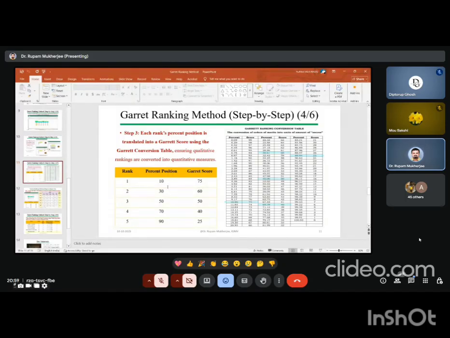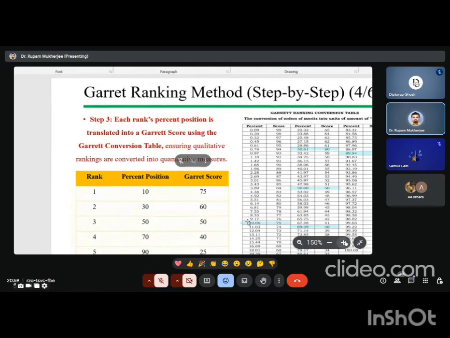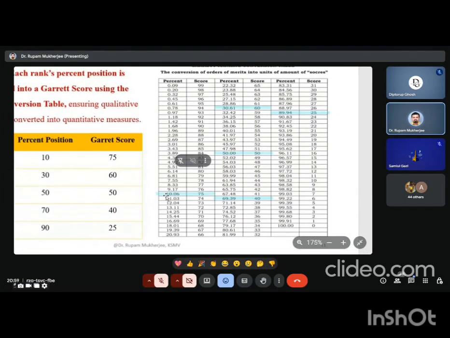For example, suppose I want to calculate the Garrett score of percent position 10. You can see my cursor, I am searching for the value here. There is a value 9.17 and there is a value 10.06. Which one is closer to 10? 10.06. So that's why I have taken 10.06. You have not got the value 10 in the table. Both 9.17 and 10.06 are close to 10, but the closest is 10.06. And what is the corresponding Garrett score? See, 75. So I have taken 75.